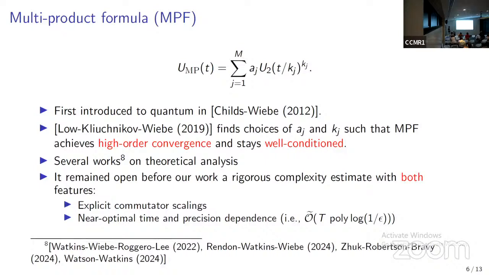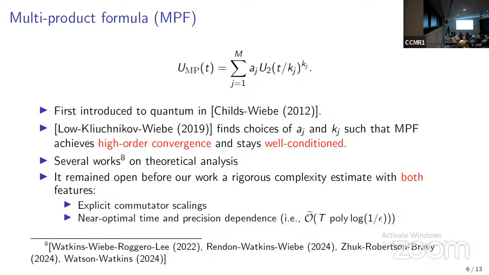And there's a recent work that finds some choices of these coefficients a_j and k_j to make sure that the entire formula can really achieve a high order convergence and stays well conditioned. By well conditioned, it really refers to the fact that we can implement that formula efficiently. That is, the one norm of the coefficients is nicely bounded, something like that. And after that, there are several works on the theoretical analysis of the entire formula, but before our work, there was still a big gap between our expectation and the theoretical guarantee.